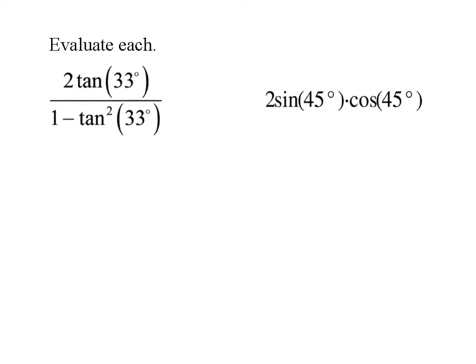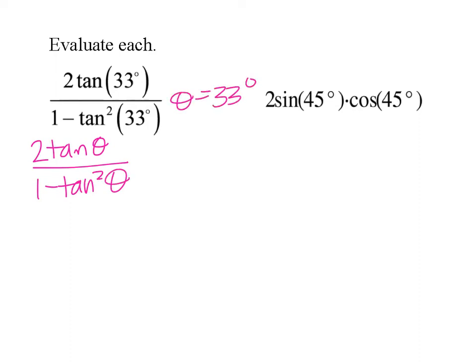So here are our first two examples. You're going to want to have your formula sheet readily available. So if you look here, this first example takes on the form 2 tan theta over 1 minus tan squared theta, where theta equals 33 degrees in this example.